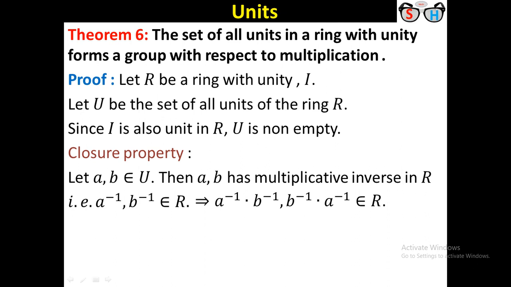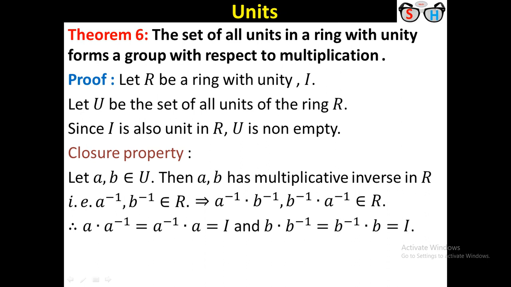Again, since A inverse and B inverse are inverses of A and B respectively, you can get A dot A inverse equal to A inverse dot A equal to I, and B dot B inverse equal to B inverse dot B equal to I. Now AB into B inverse dot A inverse. You know that AB whole inverse is B inverse dot A inverse in a group. This is a standard result. Here I prove it again.